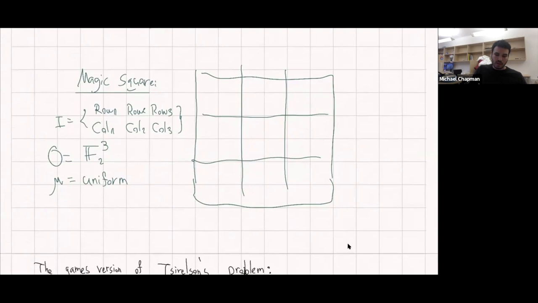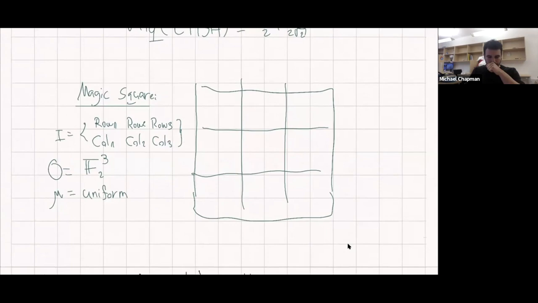So when I send a question like column 2 to the player Alice, she answers with a triplet of bits. I think of her answer as just filling up the second column. For example, if Alice answered with 0, 1, 0, I just put the 0, 1, 0 in the second column. And if I asked Bob for the first row, he will give a triplet of numbers, and I think of him as filling up the entries of this row. So for example, 1, 1, 0.